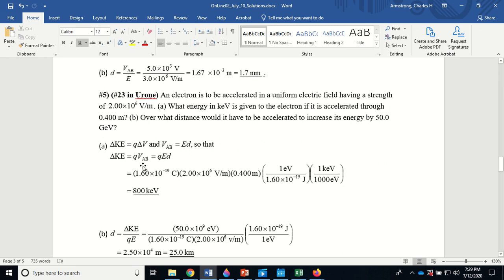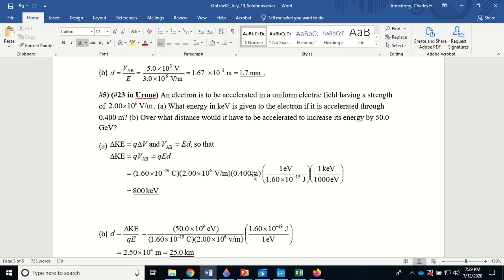So now we've got everything. We've got the electron. We already know the charge is 1.6 times 10 to the minus 19 coulombs, though they dropped the minus sign. We know that the electric field is 2.00 times 10 to the 6 volts per meter. Then the distance between the plates is 2 meters. Now when we do all this, we will have the energy in joules.